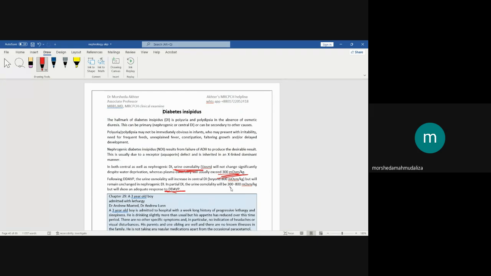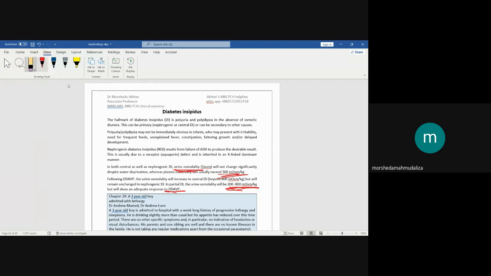In central DI, the osmolality will be raised, because the problem is in the pituitary gland, which cannot synthesize ADH. So if you give it, the osmolality increases. But in renal causes, like diabetes insipidus due to obstructive uropathy, lithium toxicity, or nephrogenic causes that are X-linked, you will not get any response with DDAVP. That means it is nephrogenic DI.